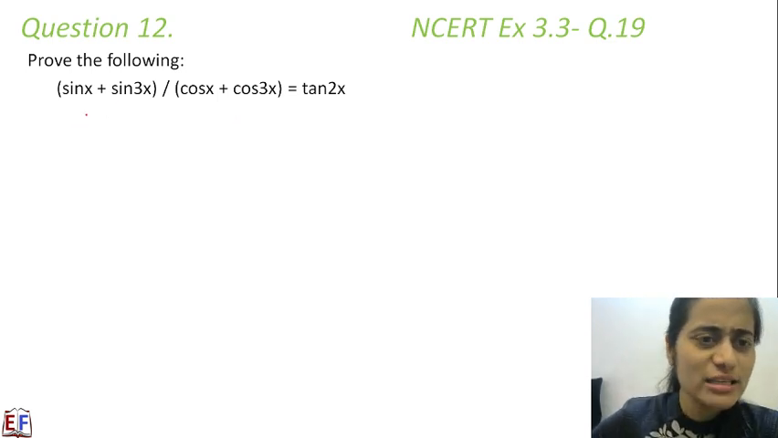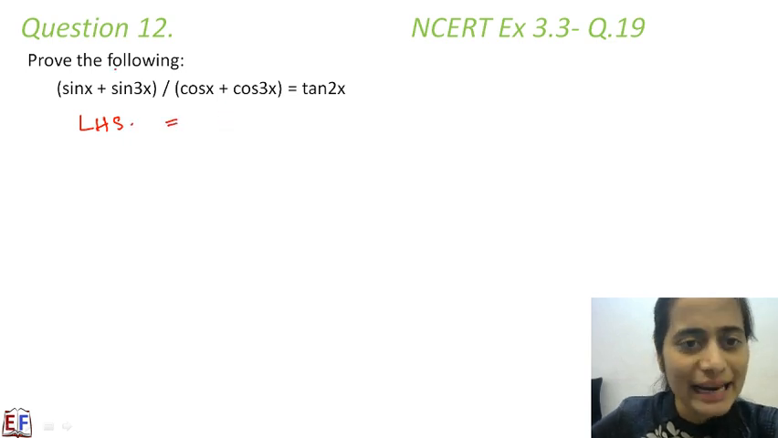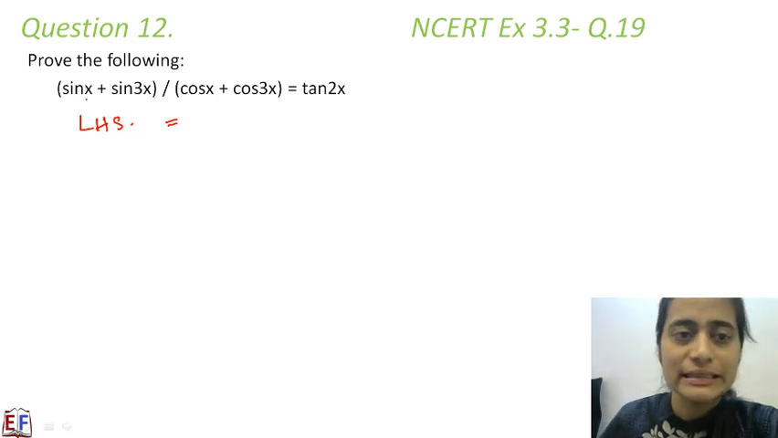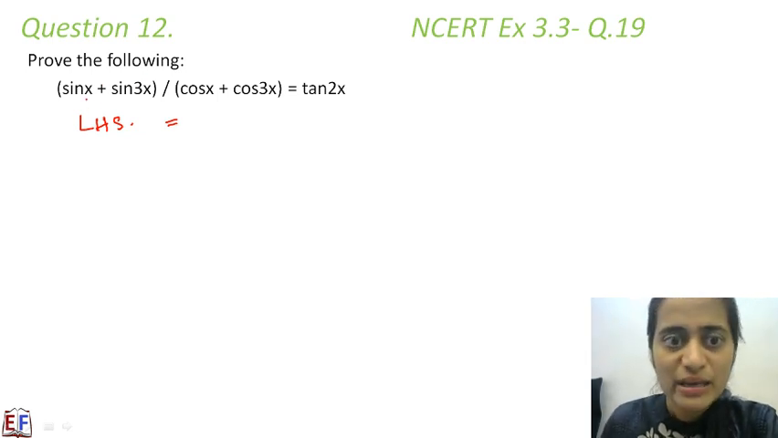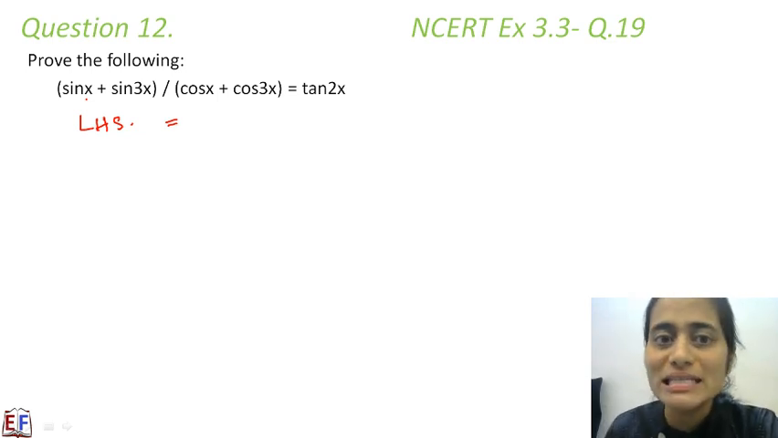So again, as always, we will start with left hand side. Now, this is a pretty straightforward one. If you look at the numerator, it is in the form of sin a plus sin b. If you look at the denominator, it is in the form of cos a plus cos b. So without wasting any time, we will simply apply the formula.